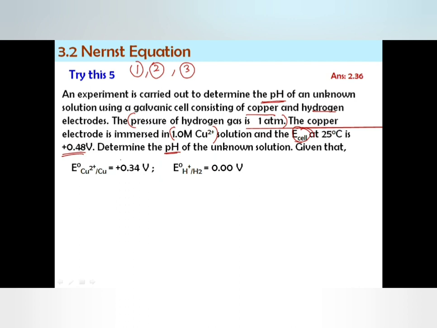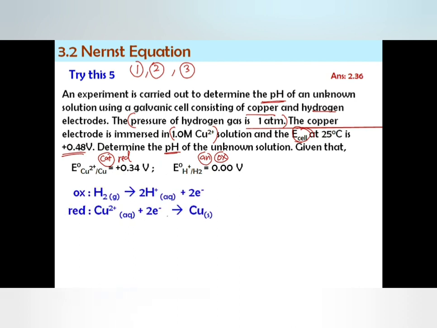So kita tengok dekat sini. This is more positive, dia akan jadi cathode. Okay, we know that red cat. Okay, this is anode and we know anox. Okay, jadi oxidation adalah H2 kepada H+ dan reduction adalah Cu2+ kepada Cu. Jadi ini 2 elektron, boleh terus dapat overall equation.